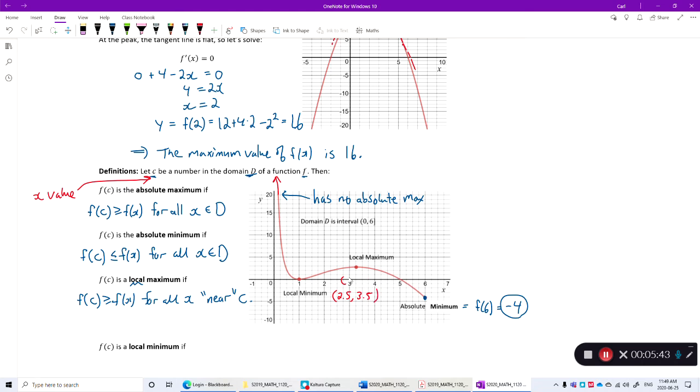That's not a very accurate sketch then, is it? So from 2.5 up to 3.5, that is the highest point for any x in that interval. So near means in some open interval around c. It means in some open interval.